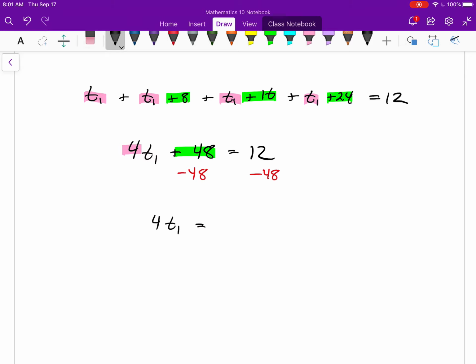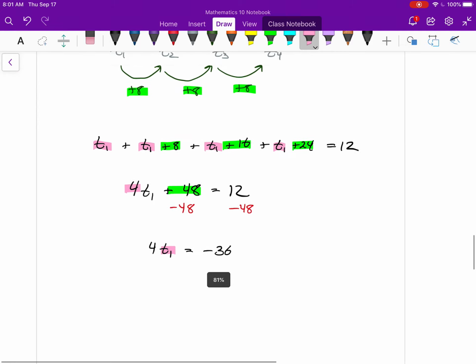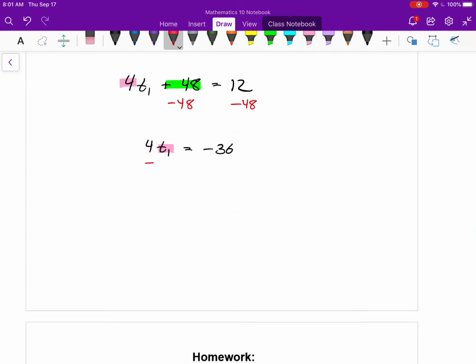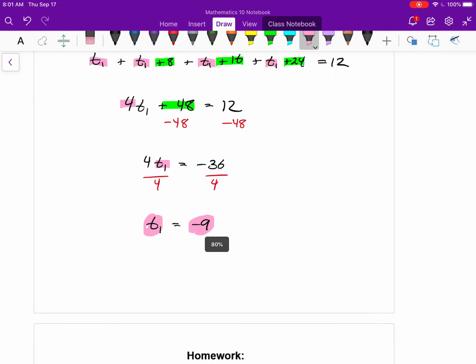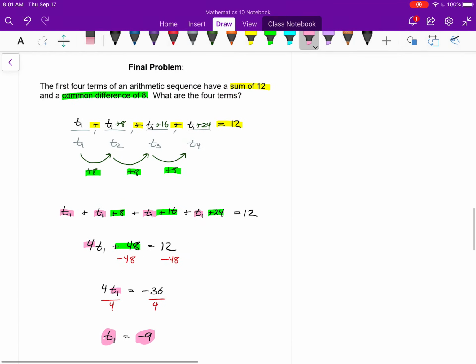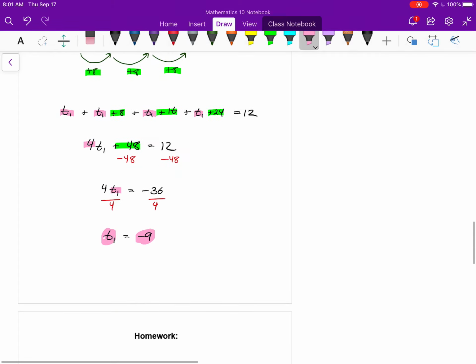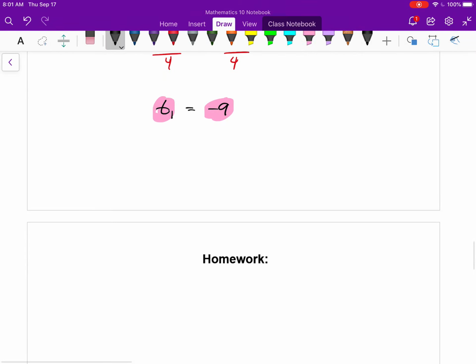So 4 times T1 equals negative 36. Divide both sides by 4. And I can see my first term. So my first term is negative 9. Now, what was the question asking? The question is asking, what are the four terms? So I now know the first term is negative 9. So let's now answer the question. So I'll say, therefore, I'll just put 4 little blanks. 1, 2, 3, 4. My first term is negative 9.